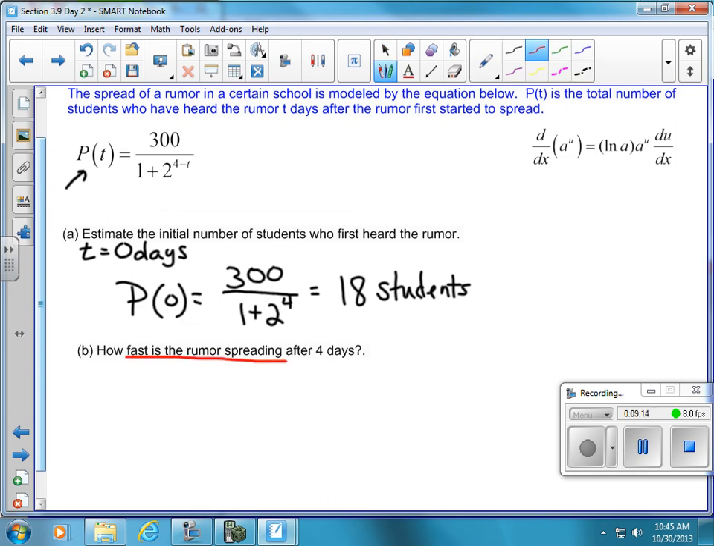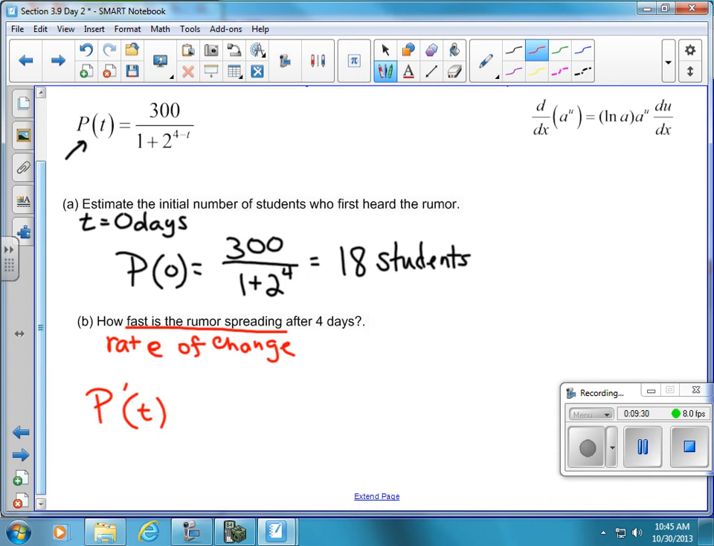Okay, how fast is the rumor spreading? This is a rate of change. Therefore, we want to take the derivative of the P function, which tells the number of students. This will tell students per day. Okay, our units will be students per day. So I'm going to rewrite this function in order to take the derivative. I'll rewrite it: 300 times 1 plus 2 to the 4 minus t, to the negative 1.